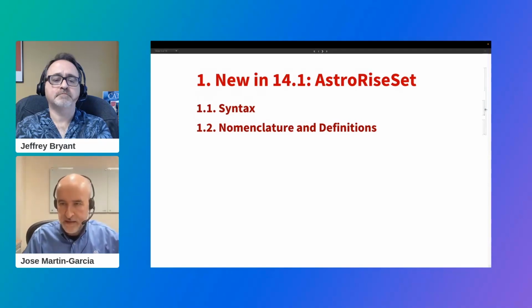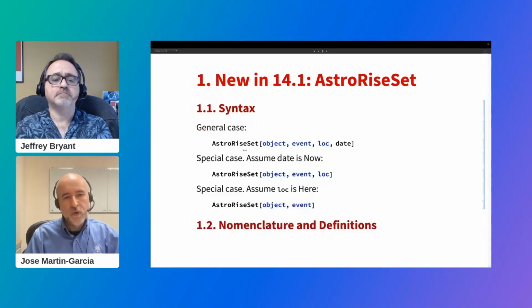So the syntax is very easy. We want to find out when a given object rises or sets or other events from a given location on a given date. And it has these simpler syntaxes.